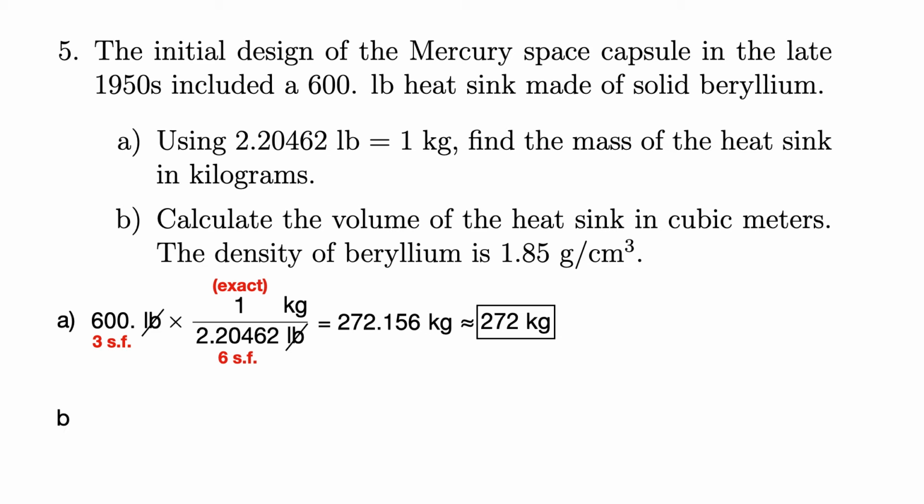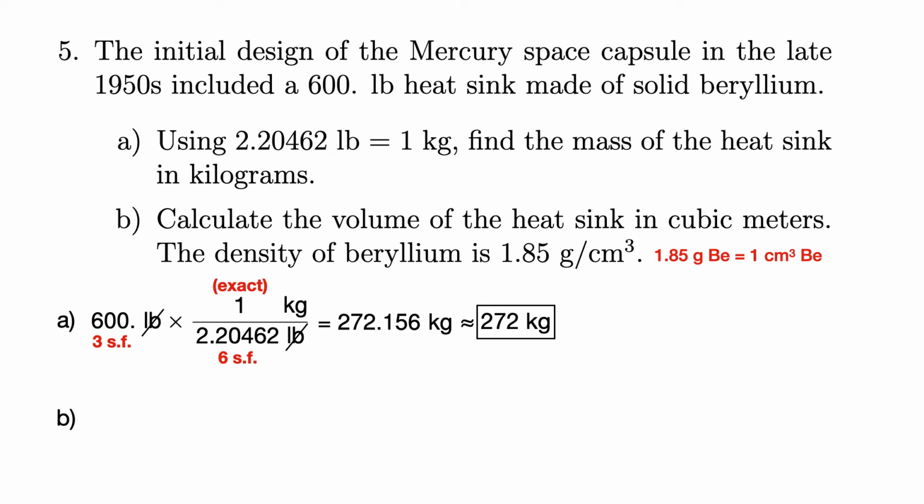Okay, for part B, we want to find the volume of the heat sink, and we're given the density. Density allows us to relate the mass to the volume. We just found the mass of the heat sink, and so by using the density, we'll be able to find the volume. So the density was 1.85 grams per cubic centimeter, so that tells us that 1.85 grams of beryllium has a volume of 1 cubic centimeter.